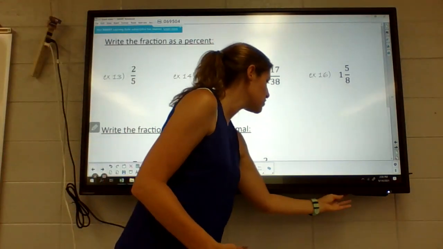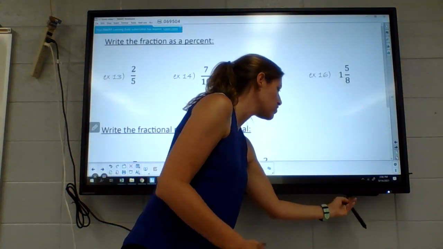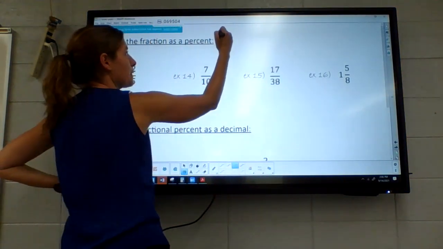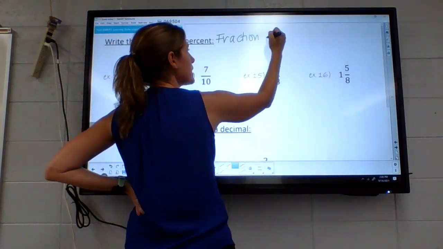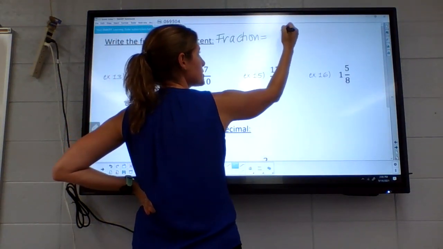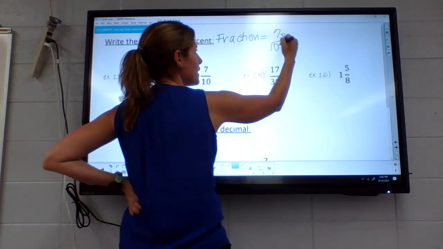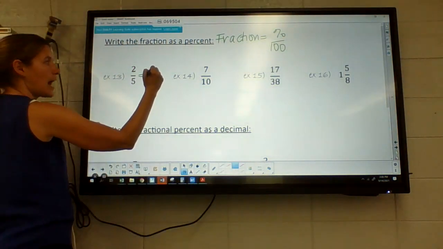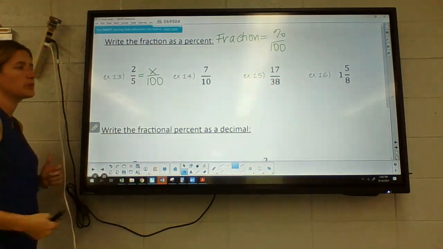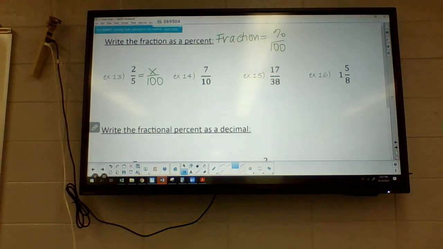So I'm switching it to a percent. I take my fraction and set it equal to the percent over 100, which I don't know yet. So you can do it that way. I can say this would equal x over 100, and you can set this up as cross multiplying, setting equal.